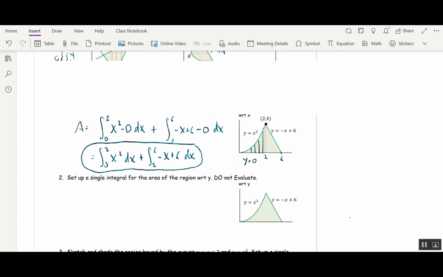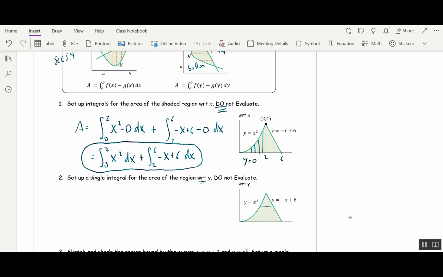Okay, same problem, but now we're going to integrate with respect to y. So instead of thinking vertical lines, I want to think horizontal lines. My top curve is over here. My bottom curve is over here. Now this will be an integral with respect to y, so I need to solve each of these equations for x. The first one gives me x is negative y plus 6, and the bottom curve is x equals root y. So A is the integral.